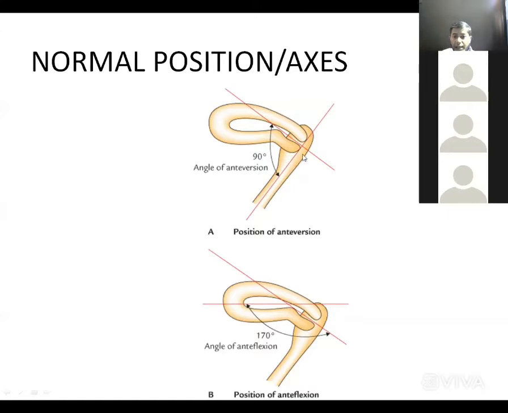Vagina, the angle between the vagina and the cervix, anteversion. That is the anteversion, 90 degrees, and anteflexion is the angle between the axis of the body and the axis of the cervix, near about 170. That is the angle of anteflexion. So that is the normal position.